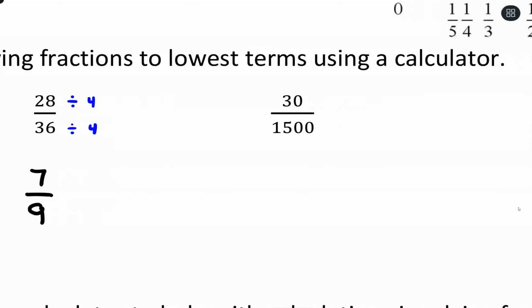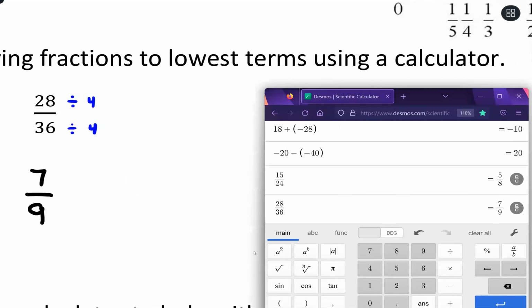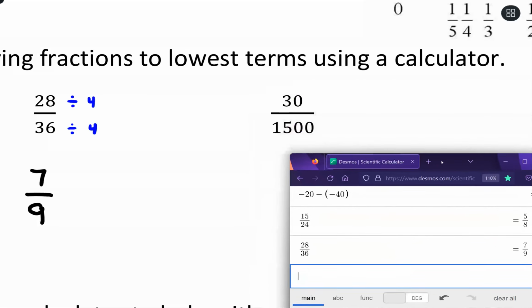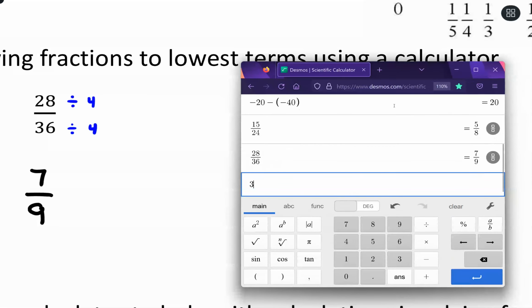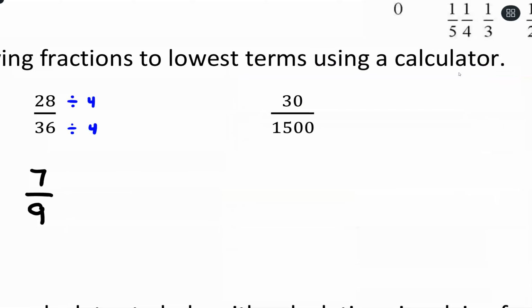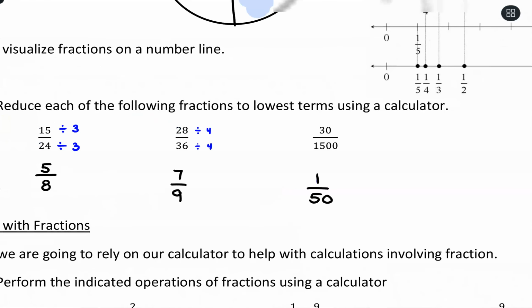All right, 30/150. Again, I'm just going to throw that into the calculator. Did I read that correctly? 30/1500. And we're seeing 0.02, but convert to fraction, 1/50. All right, so that's how we're going to get our reduced fractions. Here is that in the calculator: we'll type in our unreduced fraction and have it reduce it for us.